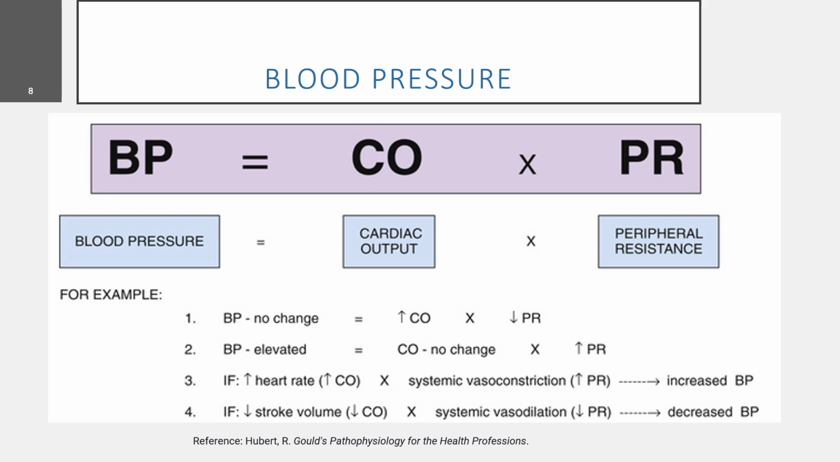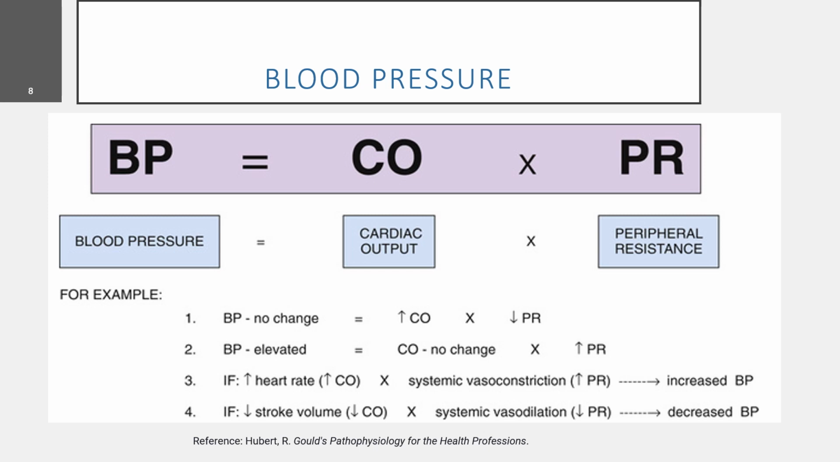Peripheral resistance is a crucial factor in regulating blood flow and maintaining blood pressure within the circulatory system. Here's a breakdown of how it works. Peripheral resistance refers to the resistance encountered by blood flow as it travels through the peripheral, or the smaller, blood vessels, such as arterioles and capillaries. This resistance is primarily due to the friction between the blood and the vessel walls.